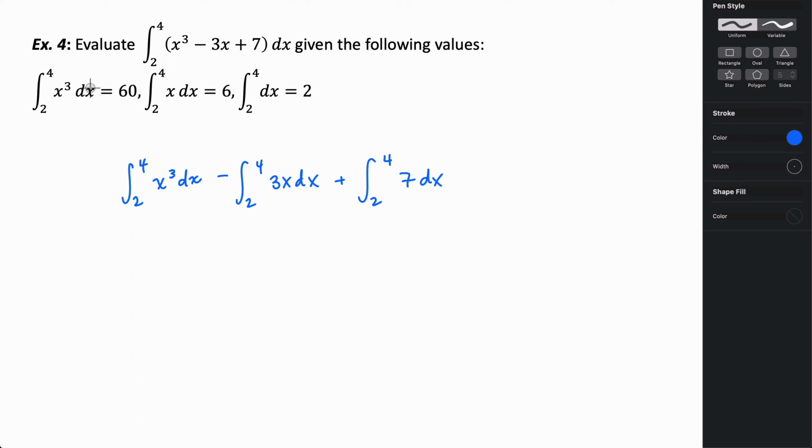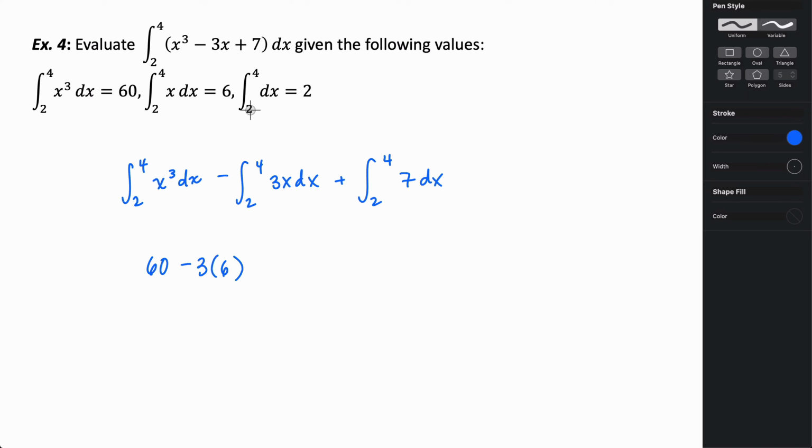Okay, so now how can we use this information here to help us evaluate this? Well, this first piece here is exactly what we have right there. So I actually know that this first chunk there is just 60. Now this second piece is just going to be equal to this middle piece times -3, right? It's because it's 3x, so that's going to be 3 times that. Because remember, we could take this 3 and pull it out. So it's essentially going to be -3 times the integral of x dx. So that's going to be -3 times the value of this piece here, which is 6.